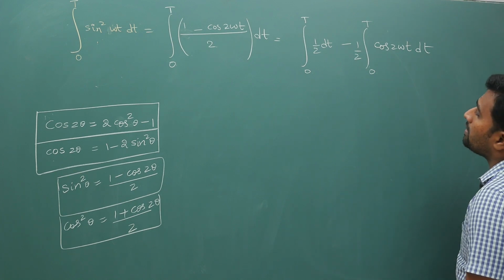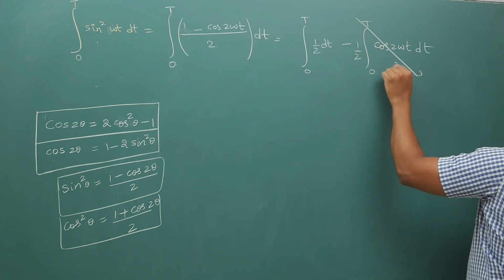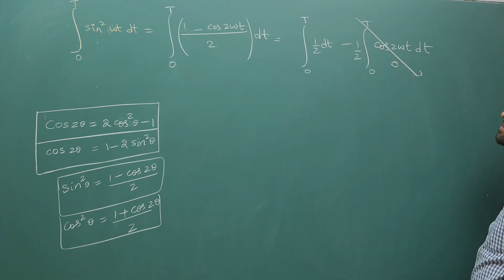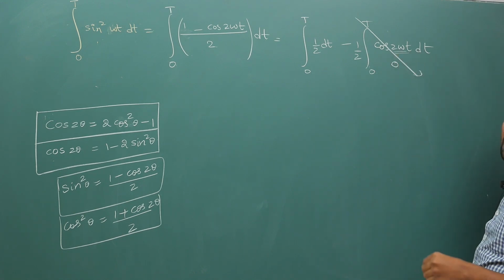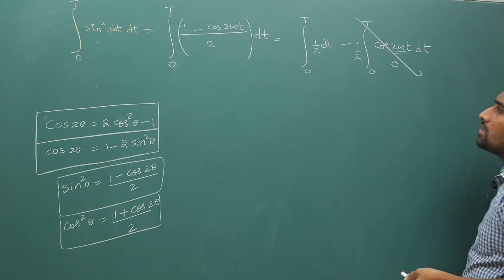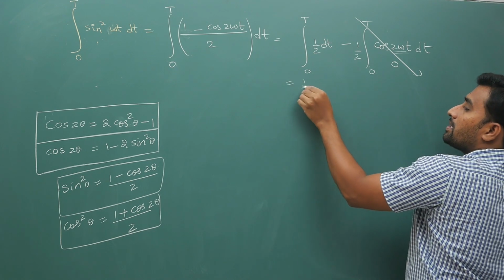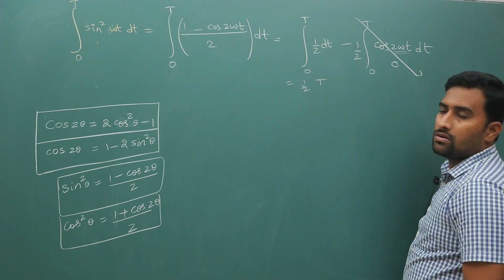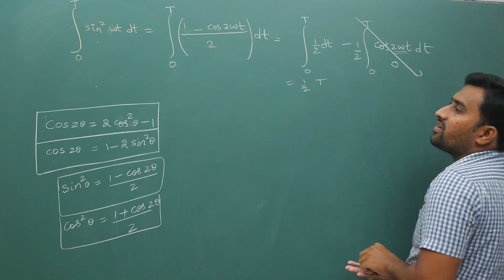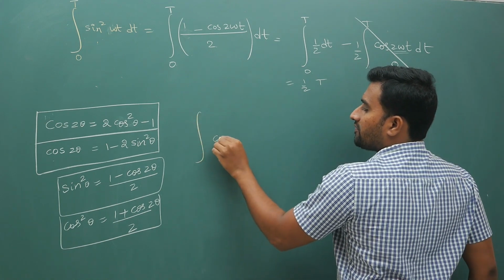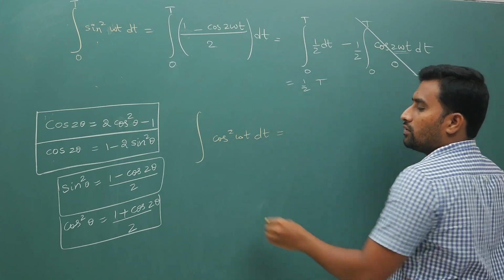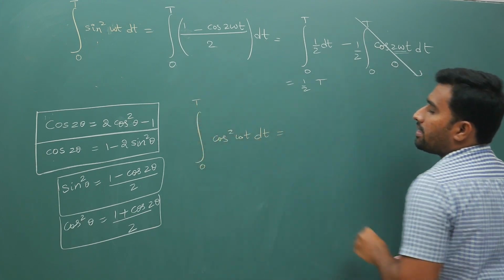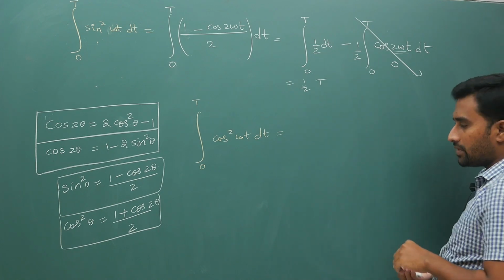Now here, this term, the integral of cos or sine, is going to become 0, as I have explained very clearly. Cos of an integer multiple of omega t for full cycles is going to become 0. So indirectly this is becoming 1 by 2 times T. Next, if you do the same for cos, the integral of cos square omega t dt for a full cycle, your average value is 1 by 2 into T.